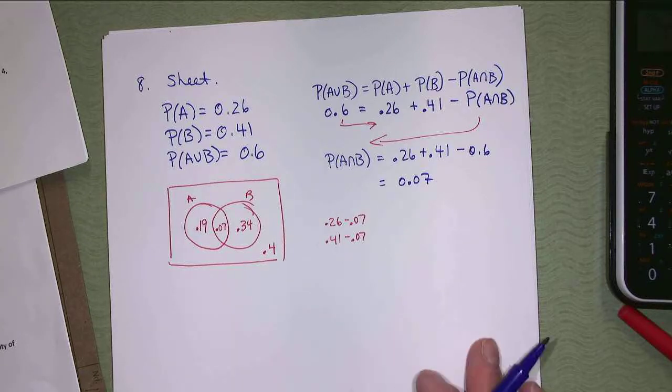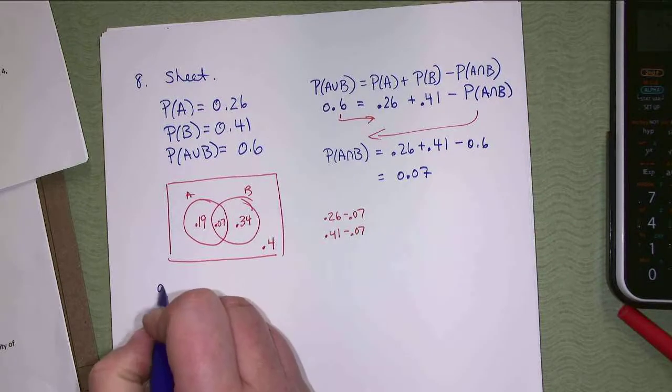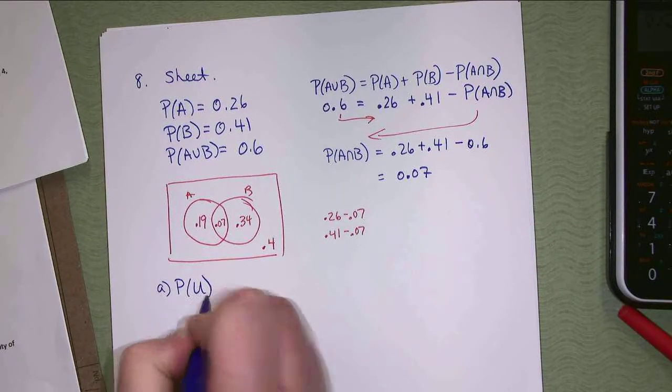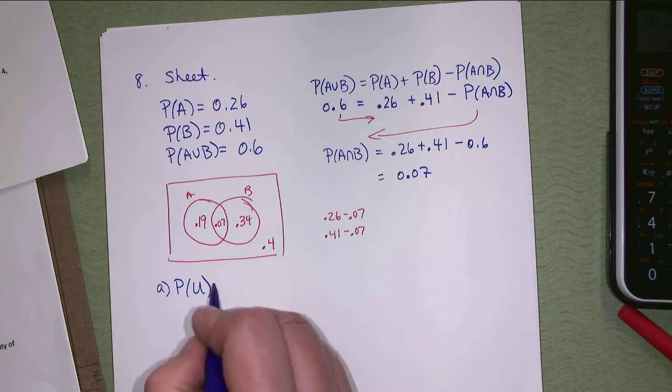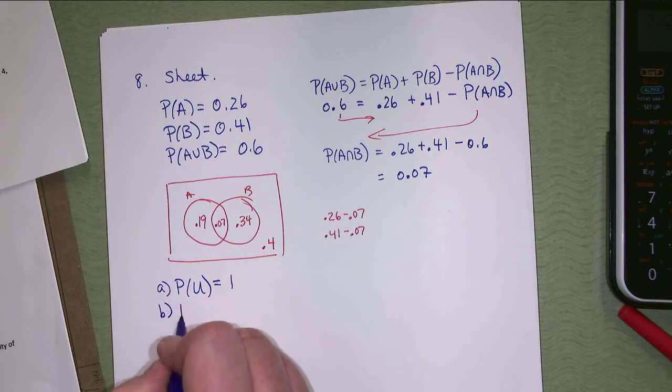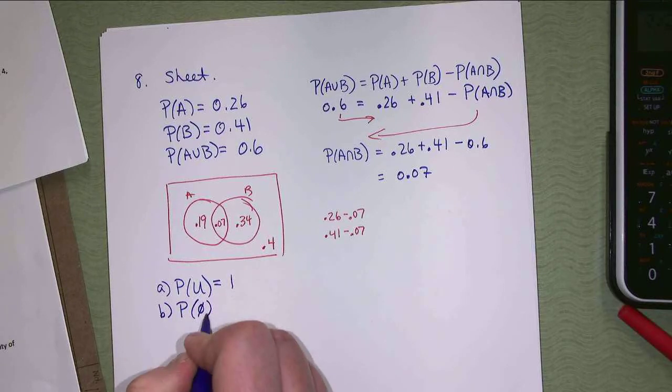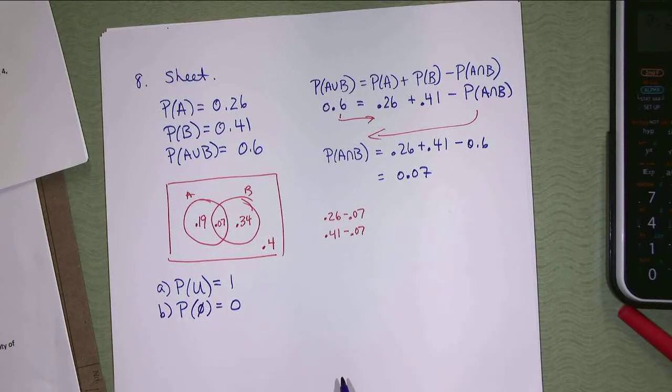Okay, so A, the probability of the universal set, always 1, nothing to even look at. The probability of anything happening, that's what that's saying. And B is the probability of nothing happening, is 0. Okay, so highest and lowest. C says the probability of A intersection B, which we found, 0.07.